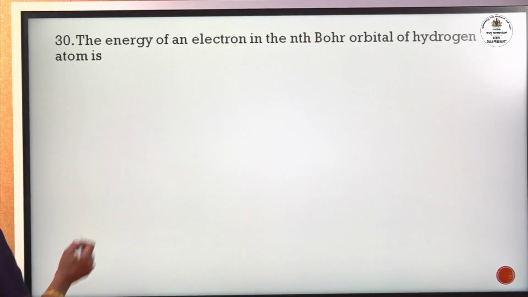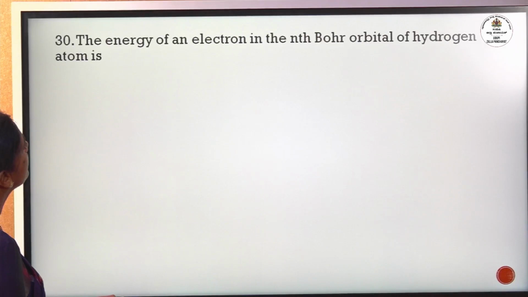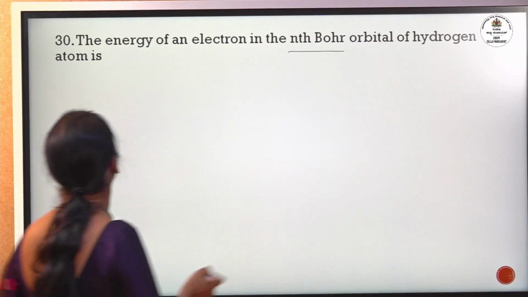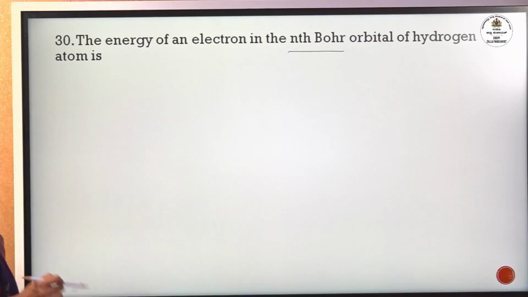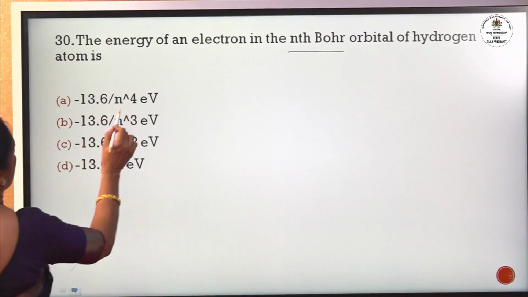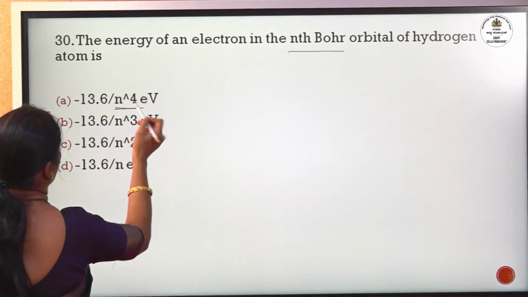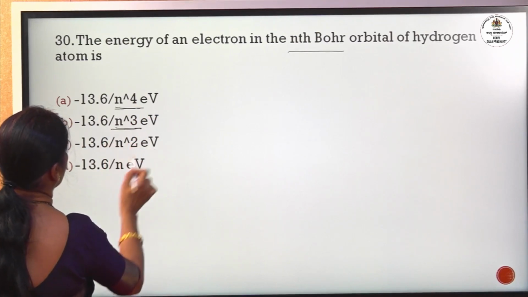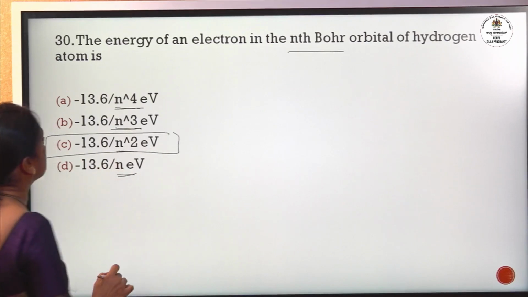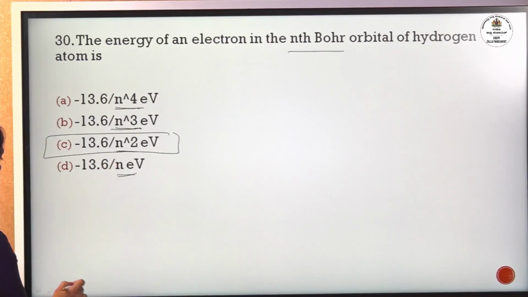We'll move on to the last question. The energy of an electron in the nth Bohr orbital of hydrogen atom is, the options are n to the power 4, n to the power 3, n to the power 2, n. So this is the correct answer: minus 13.6 by n square electron volt. Answer is correct. So option C is the right option.